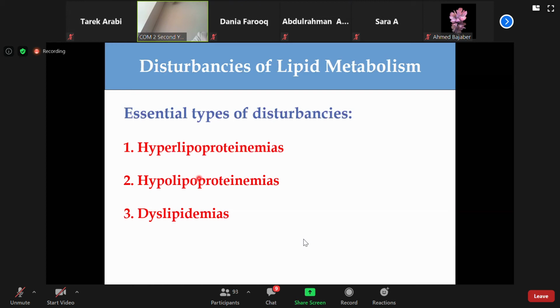Could be triglyceride, could be cholesterol. These are not lipoproteins. Could be up or down. It's this. Lipoproteinemias. Basically, it could be any of the lipids that's abnormal in circulation. Are we clear about this?